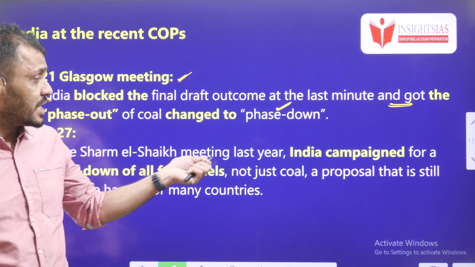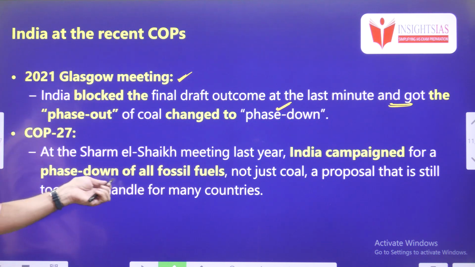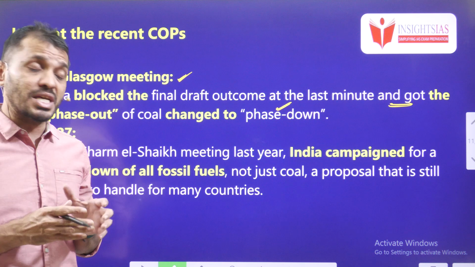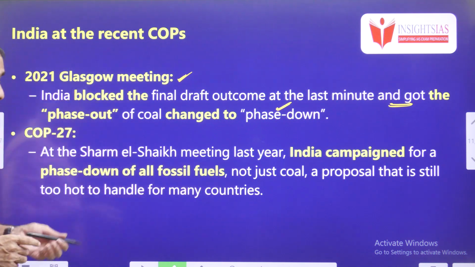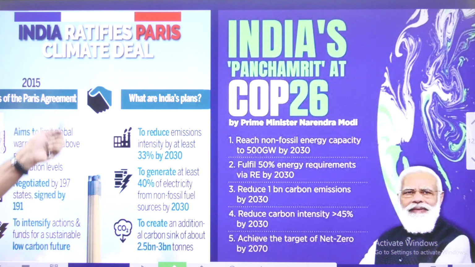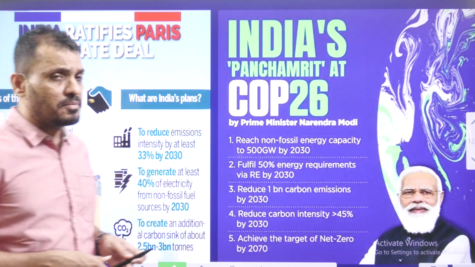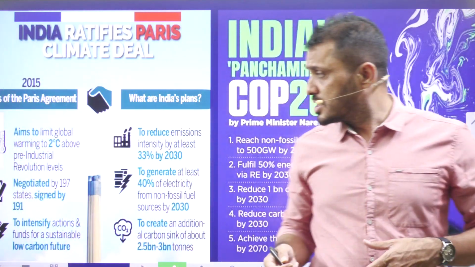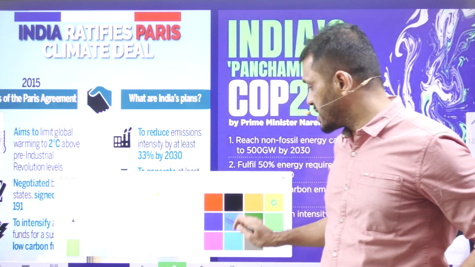At COP27 at Sharm el Sheikh last year, India campaigned for phasing down of fossil fuels, not just coal but other forms of fossil fuel as well. Next, India ratified the Paris Climate Deal. According to the Paris Climate Deal, India aims to achieve its targets.